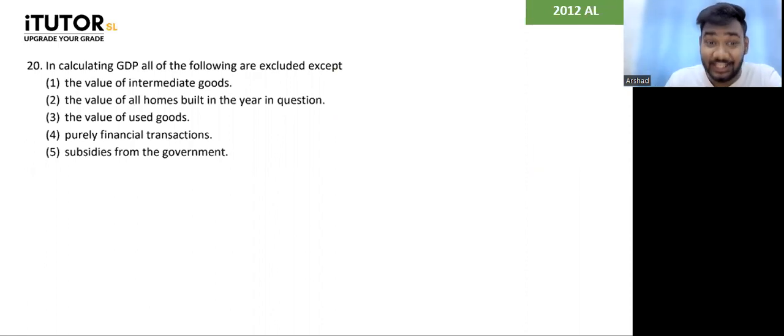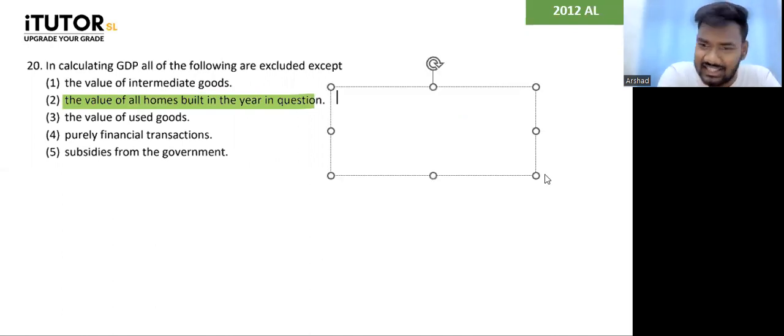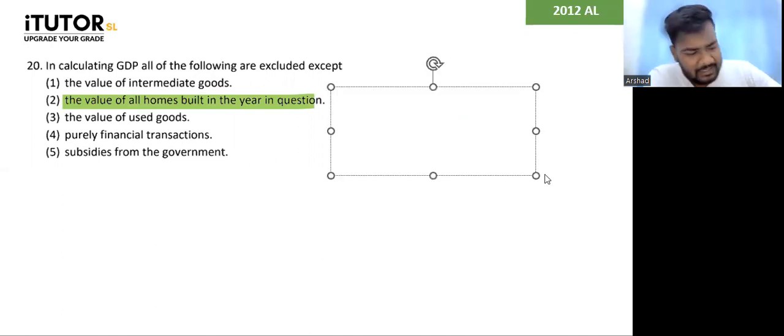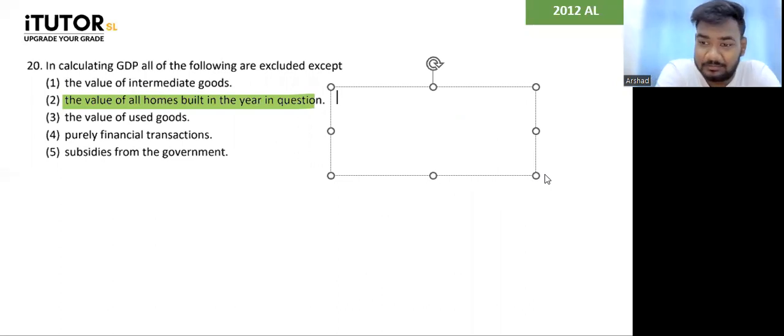The one that is included in GDP, guys, is the second one, all homes built. Now remember, if you're buying a second-hand house, you can't include that. But if the house is built newly during that year, that you can include. There is an interesting thing here, guys. I'll explain the other options also, don't worry.